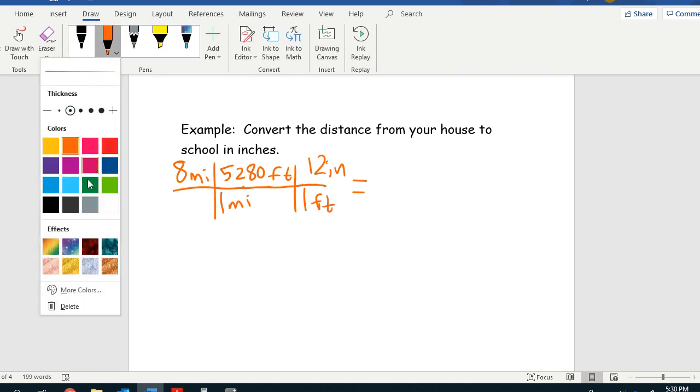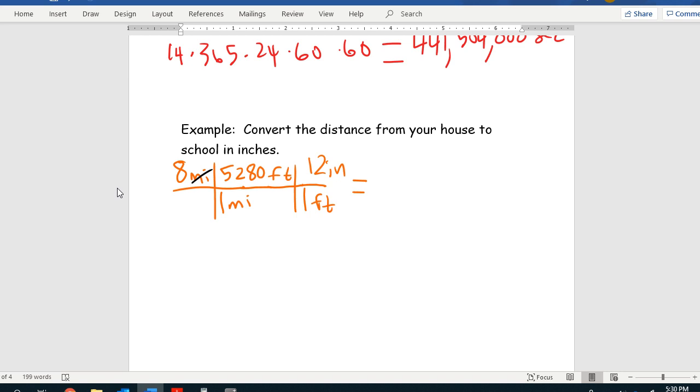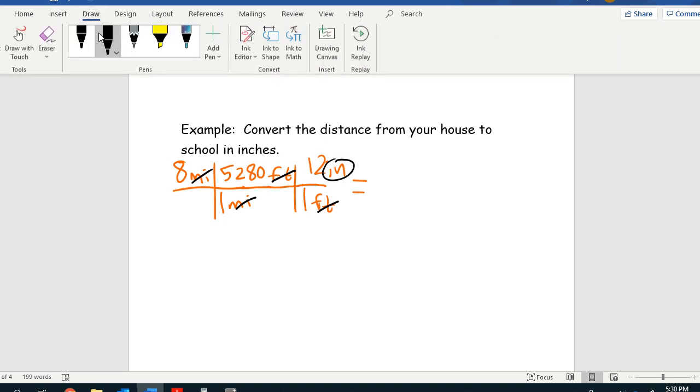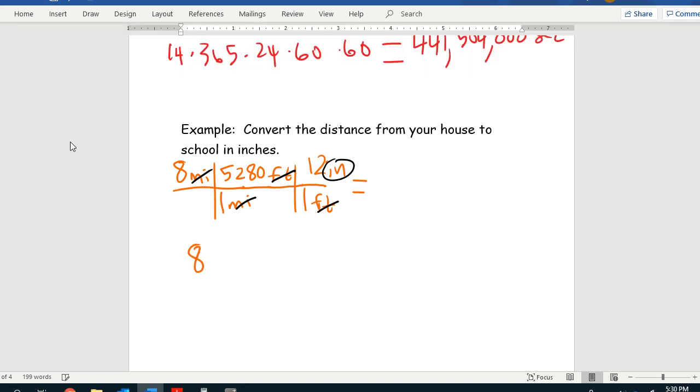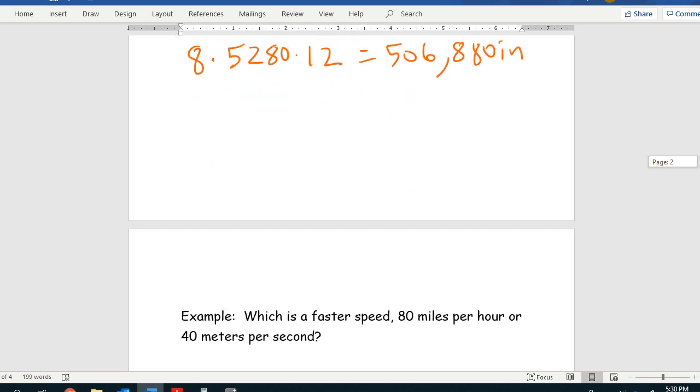Let's cross off anything that can divide out. Let's see, miles over miles divides out, feet over feet goes away. That leaves us with only inches, which is the unit we wanted to be in. So what we need to do now is just multiply 8 times 5280 times 12, and that gives us 506,880 inches. So if you live 8 miles from school, you live 506,880 inches from school.